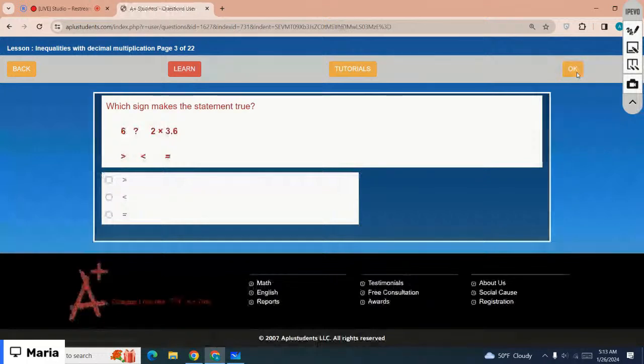chat box, right? Okay, the next one is 6, you have to compare it to 2 times 3.6. So which is the correct option?